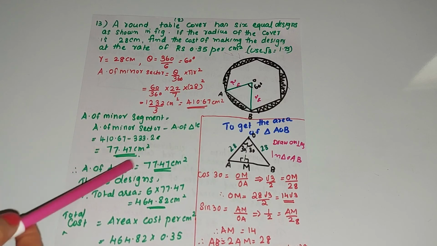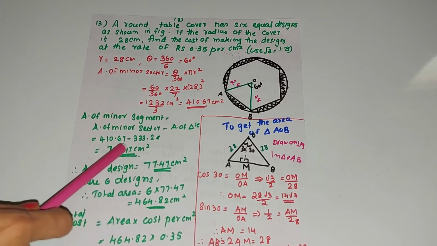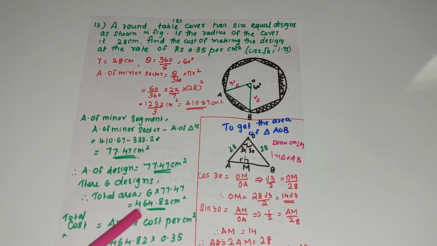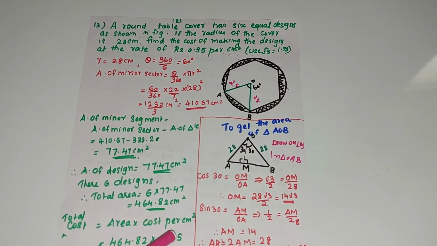Now we got this part, but there are 6 such designs. So you multiply this by 6, we will get 464.82 centimeter square. And to get the cost, you multiply that total area by the cost per centimeter square, we will get 162.68 rupees.